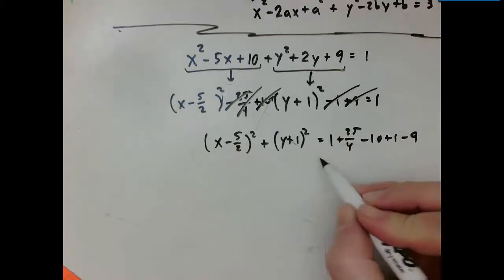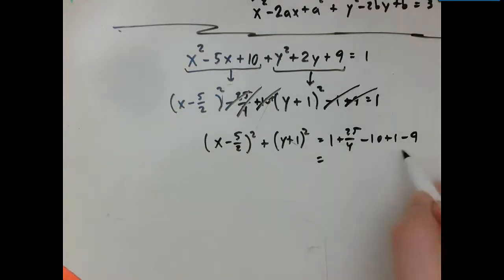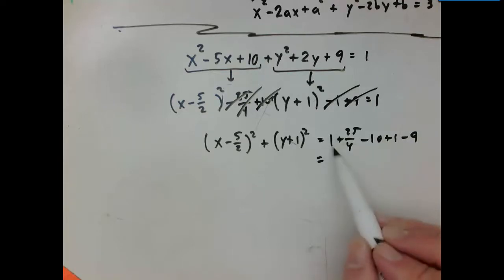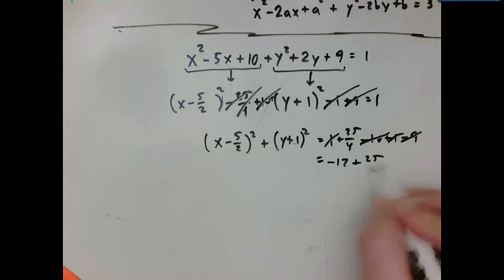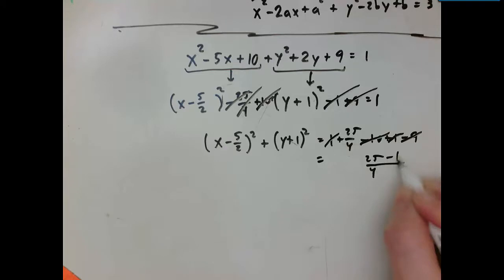Okay, and so now let's simplify on the right-hand side here. So I've got minus 10 and minus 9 make negative 19. Plus 1 is negative 18. Plus 1 is negative 17. So this is negative 17 plus 25 fourths. Let's rewrite the negative 17 as negative 17 times 4 divided by 4.